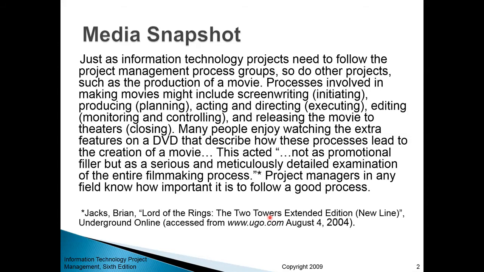Now, this chapter starts with the media snapshot that tells you that just as information technology projects need to follow the project management process groups, so do other projects such as production of a movie. Producing a movie involves the following steps. First of all, screenwriting, where you write a script that outlines the entire movie, and that roughly corresponds to the initiating phase in project management.